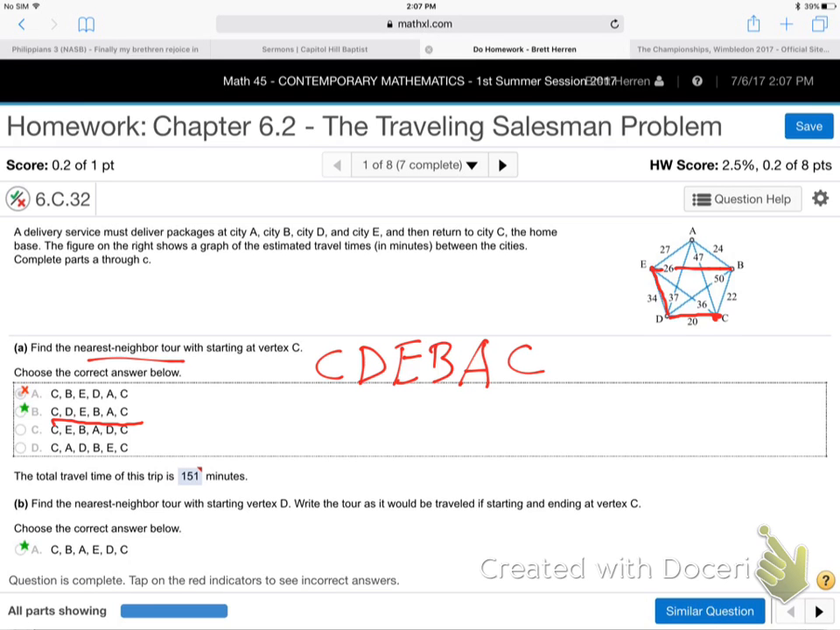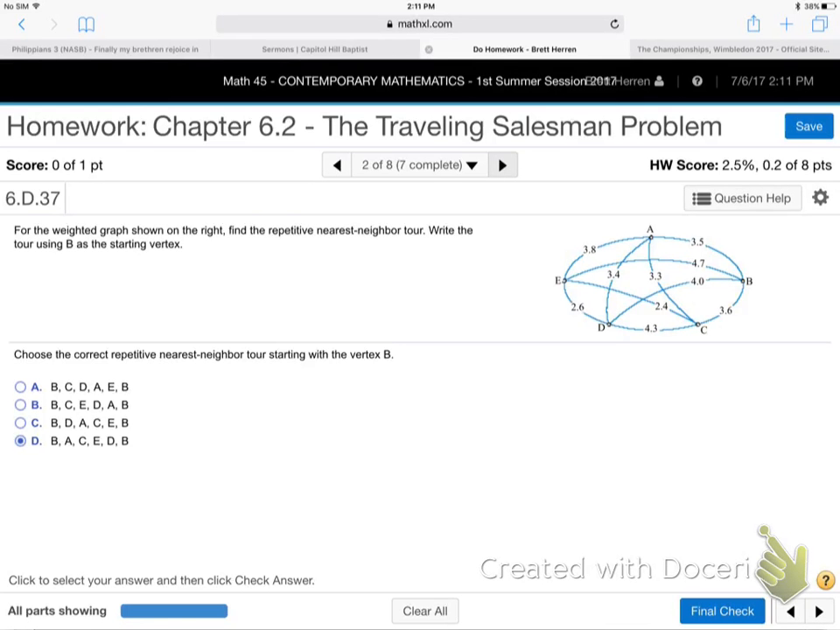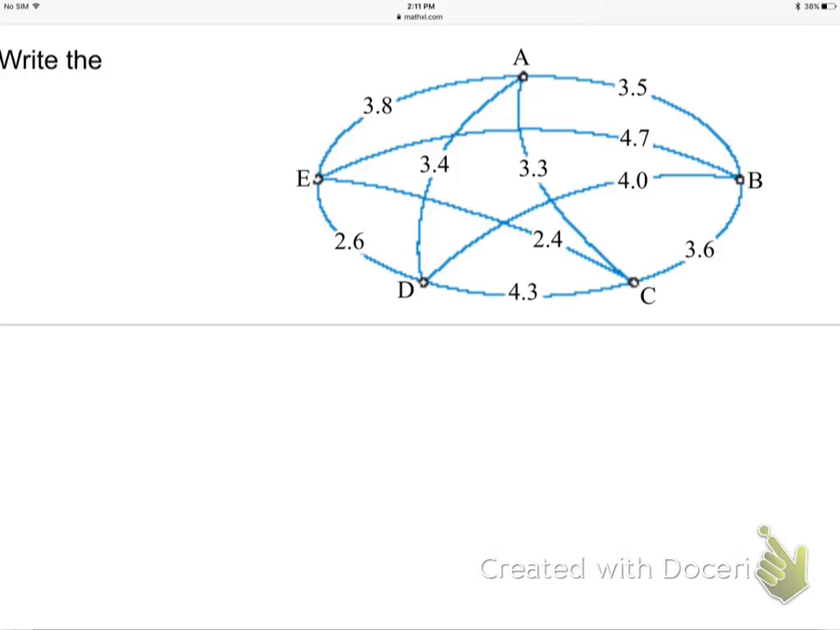That okay? And so let's take a look at number 2. Basically it says choose the correct repetitive nearest neighbor. Okay, so here's number 2 now. What repetitive nearest neighbor means is they want you to do nearest neighbor repeating from each of the points and then pick the overall winner and rewrite it at the end starting with B. Okay, here's what I mean.